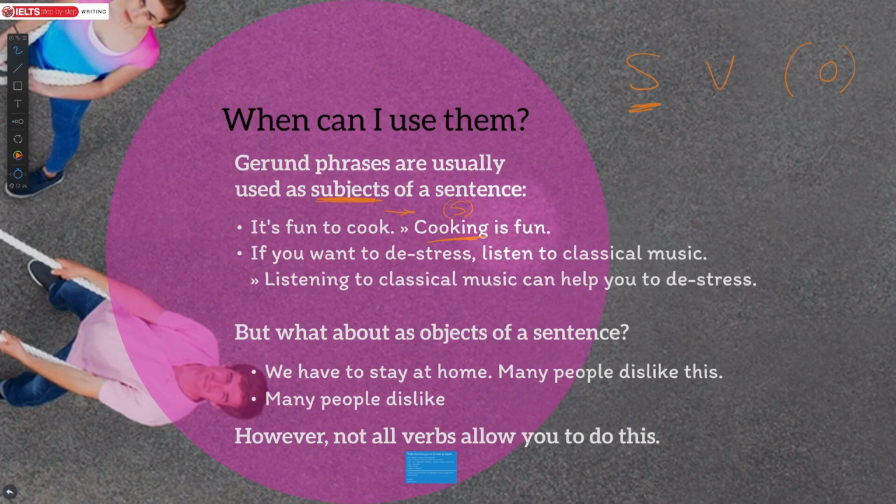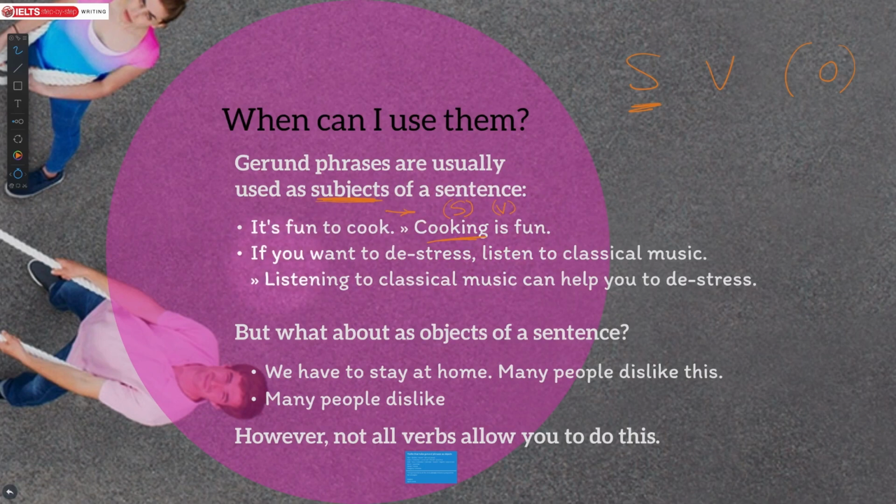But cooking is fun. There's the verb, and then the complement here. So cooking for friends is fun. Cooking on a Friday afternoon or evening is fun, okay, but that still functions as a subject of the sentence.